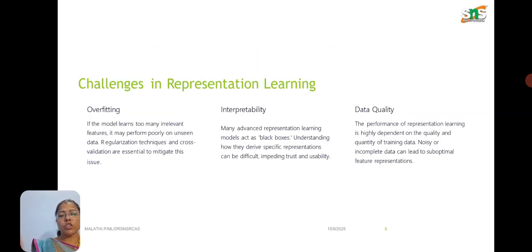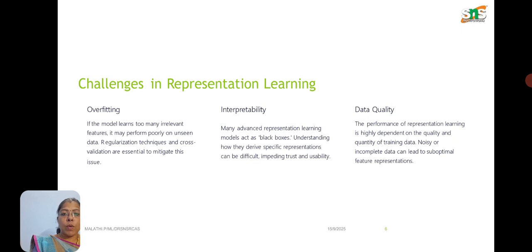And what are the challenges we are facing in representation learning? Of course, if there are pros, automatically there will be cons too. Overfitting of data is a challenge faced while we are training the machine using representation learning. It may perform poorly on unseen data if the data is overfitting with the machine. And interpretability is about understanding how the device learns the specific representations. It can be difficult, impeding trust and usability.